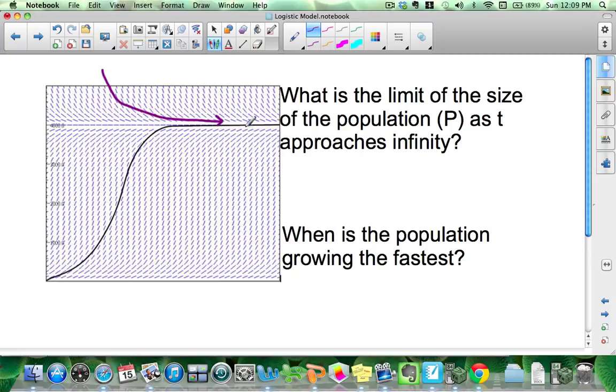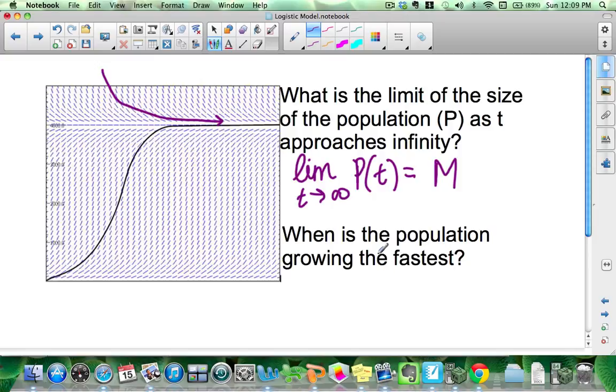Do we see that? Okay, so I'm going to ask a few critical questions about this model. The first, what is the limit of the size of the population P as T approaches infinity? So as T is approaching infinity, what happens to the size of the population? Well, regardless of if I start above or below the carrying capacity, I am approaching the carrying capacity. So this is true for any logistic model. As time goes to infinity, the size of the population approaches the carrying capacity.